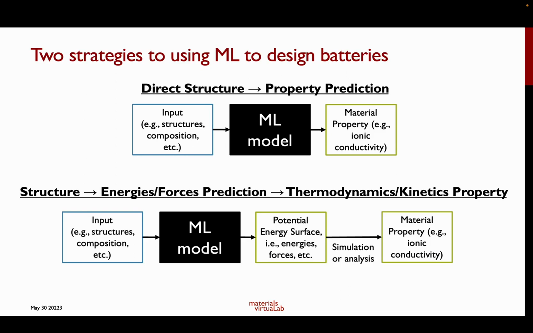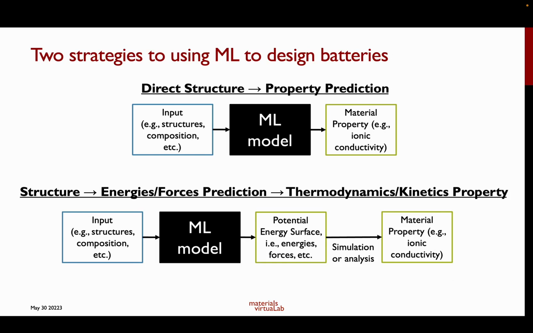Now, there are two strategies to using machine learning for battery design, right? So the first one is what I call direct structure to property prediction. So in other words, you do exactly what the machine learning model is designed to do. You give it a set of inputs, and you just use your direct property as your output target, okay? Now, there is a second way in which you can use machine learning to design batteries, and that is a slightly more indirect approach, which is you use a machine learning model to take an input, which is your structure and composition, and what you predict is the potential energy surface. In other words, just the energies and forces on the atoms. And then after some simulation or analysis, you can then derive your material property. So things like your ionic conductivity, okay?